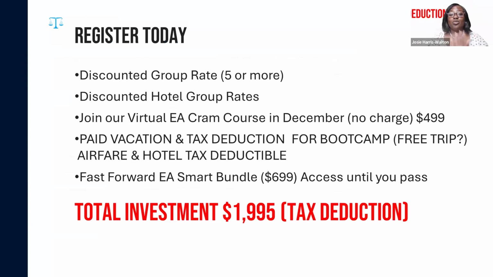Register, register, register. But do not forget, you've got to go ahead and book. Hopefully Melinda can get an extra week, but just in case she can't, y'all need to go ahead and book those rooms. Discounted group rates, five or more. So if you've got a group, bring them on. Hotel rates, like we just talked about. The EA exam, you also have the cram course in December. And then paid vacation, you get a deduction from this. Everyone knows you get it. Everybody knows you get a deduction from this. Airfare, hotel, you get a deduction.